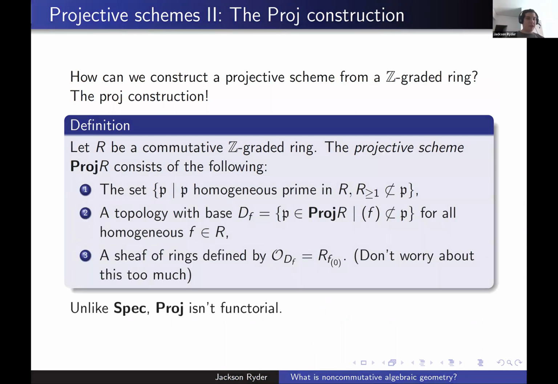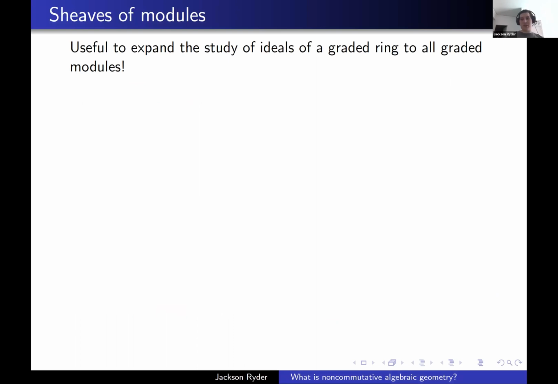Okay, so now we have this way of constructing our projective schemes from these graded rings. But unlike in the case of the spec functor, this proj isn't functorial. So two different rings can be assigned the same projective scheme. This isn't awesome, but we do have a way of getting around this in some sense. Luckily, algebraic geometry had Grothendieck hanging around, and one of his 7,000 brilliant insights was that we shouldn't just study the ideals of a graded ring. We should look at all of the modules.